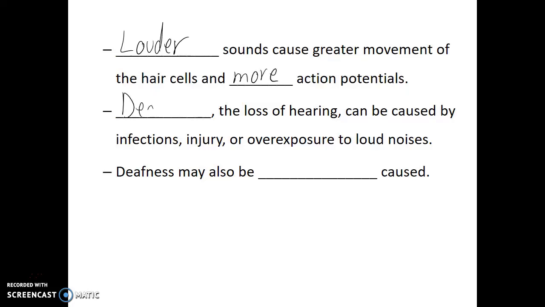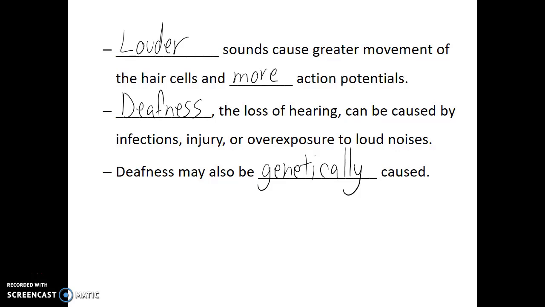Deafness, or the loss of hearing, can be caused by infections, injury, overexposure to loud noises, or could also be genetically caused. If these hair cells within the organ of Corti are not able to stimulate the sensory neurons to generate action potentials, those vibrations, that sound, will not be heard.